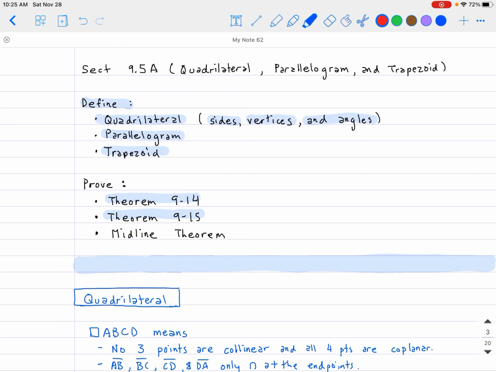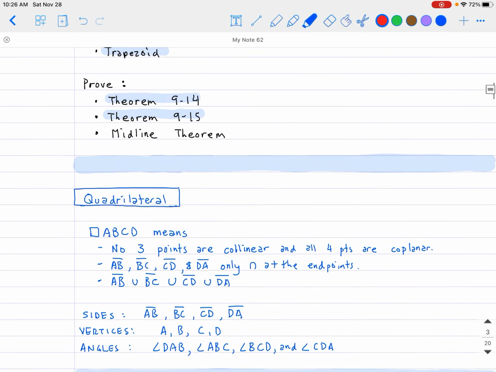Now, for the last one, the midline theorem, I'm going to decide to split that up into a different video because I feel like it's going to make the transition a little bit smoother. I also don't want the video to be too long, for example. So anyhow, let's go and begin then.